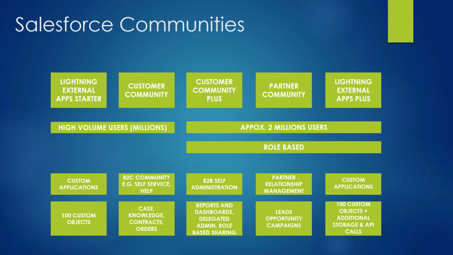And the customer community plus covers everything in the customer community, plus reports and dashboards and a delegated admin. I will talk about the delegated admin a little later, and also role-based sharing at the top. Then with the partner community, you get everything in the customer community plus, but also access to leads, opportunities, and campaigns. And the last one, the Lightning External App Plus, also has the 100 custom object access plus additional storage and API calls. So that's a distinguishing factor.